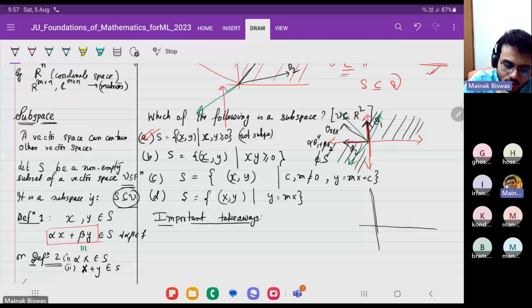So y is equal to mx plus c. Is it a vector space again? It's a line.